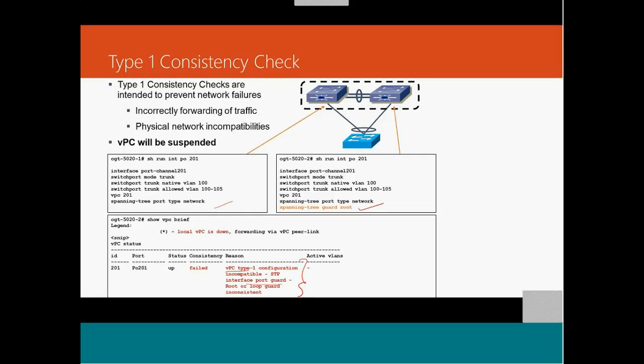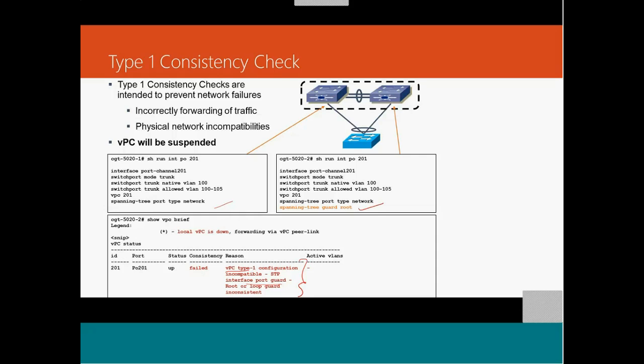What is that type 1 meaning? Type 1 meaning that there is a certain configuration which changes the behavior of one of the vPC peers, which may not match with the other one and cause the vPC to go into suspension state. So the vPC will not function properly. It will not do the proper forwarding. If you see a type 1 error, then that means it's just a question of configuration matching.